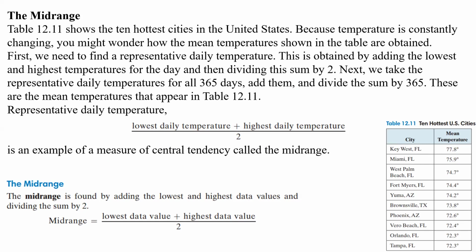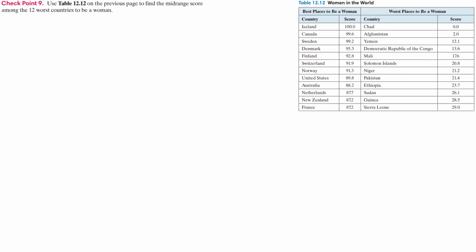Now, the representative daily temperature is basically the lowest daily temperature plus the highest daily temperature divided by 2. And therefore, the mid-range can be calculated by adding the lowest and the highest data values and then dividing that sum by 2. As an equation, lowest plus highest divided by 2 gives us the mid-range. Again, just another measure of central tendency.